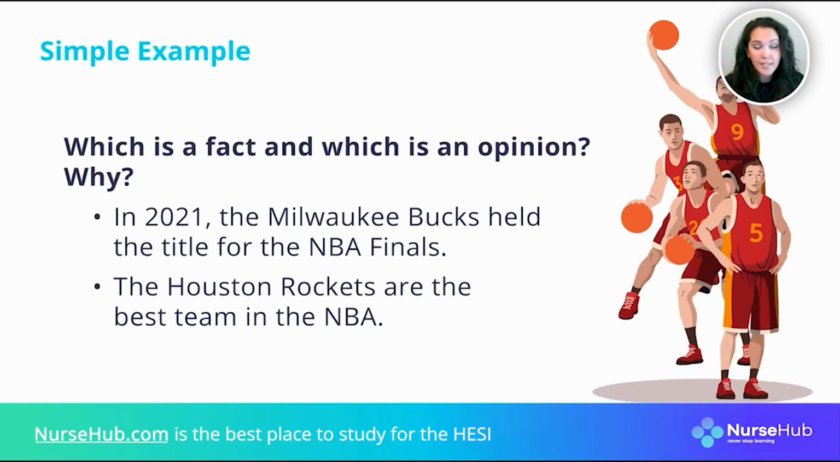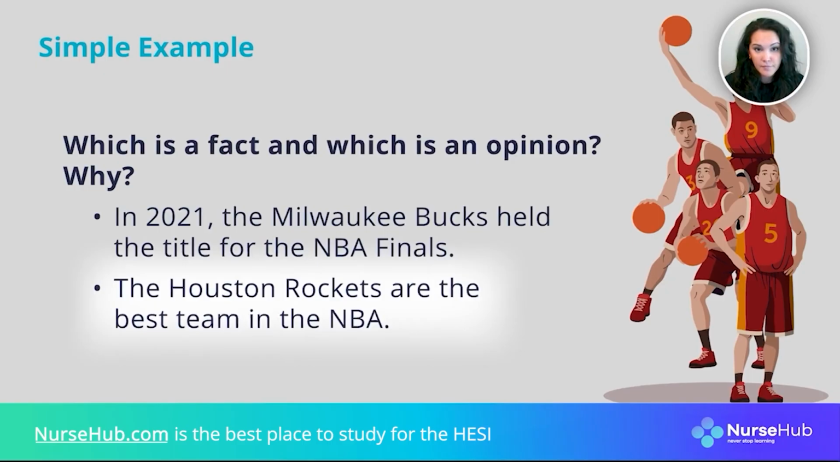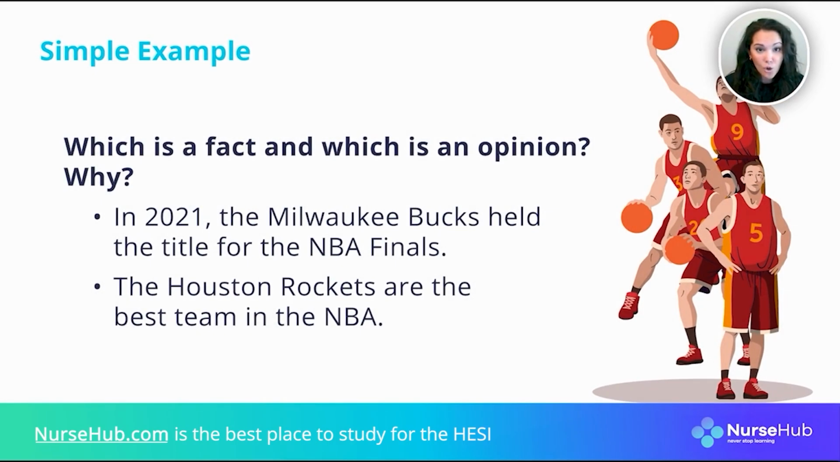All right, so here's a quick, simple example for you. I want you to think which statement is a fact and which one is an opinion, and think about why. In 2021, the Milwaukee Bucks held the title for the NBA Finals. The Houston Rockets are the best team in the NBA. Even if you aren't familiar with the NBA or these teams in general, you can decide which one of these is an opinion based on the word choice of the author.